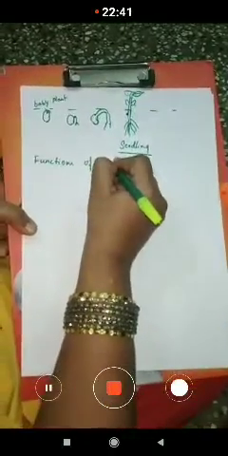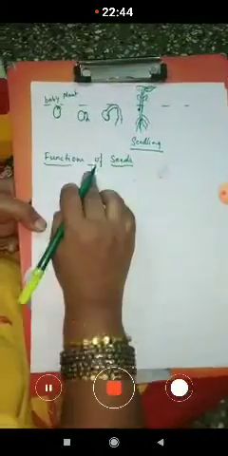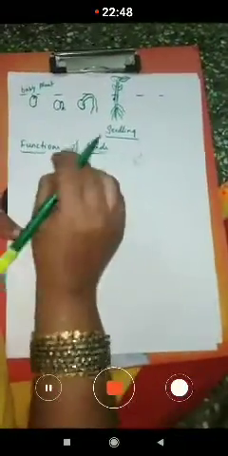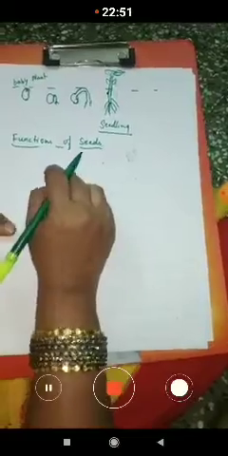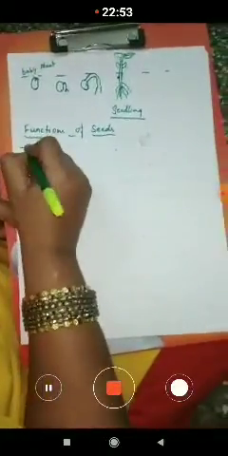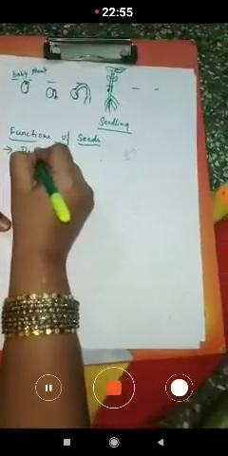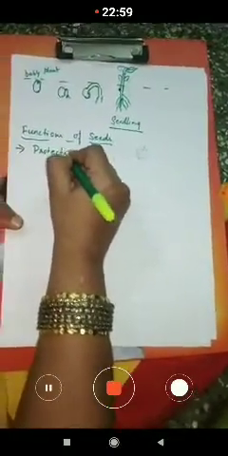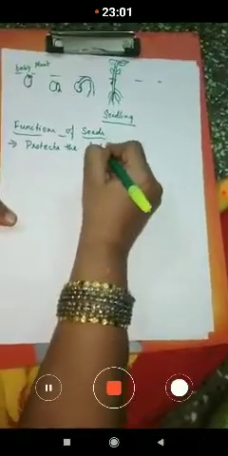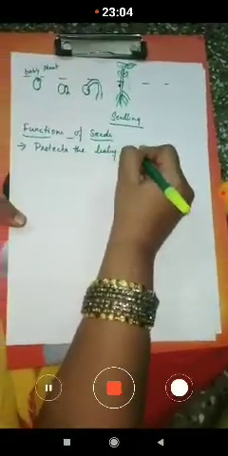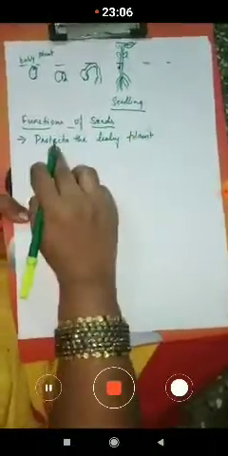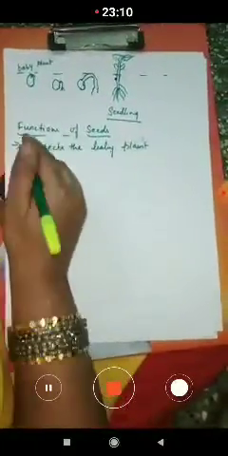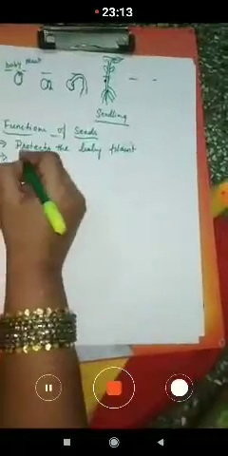Now, what are the functions of the seed? As we know, just now we saw the baby plant is present inside the seed. So what the seed is doing, children, is protecting the baby plant. The seed protects the baby plant which is present in the seed, and it also gives nourishment.